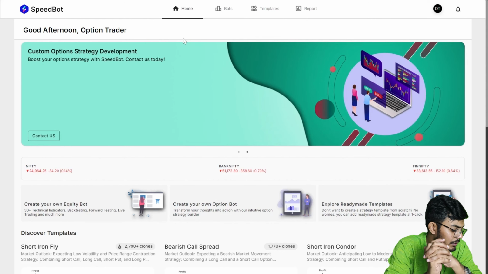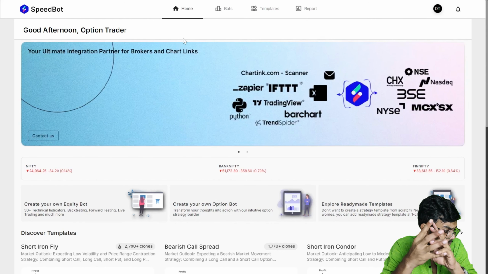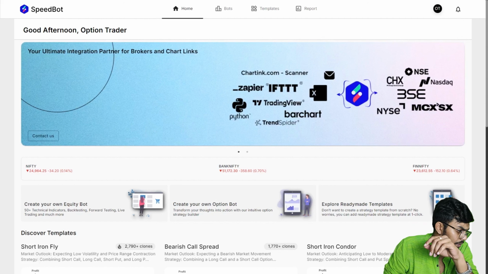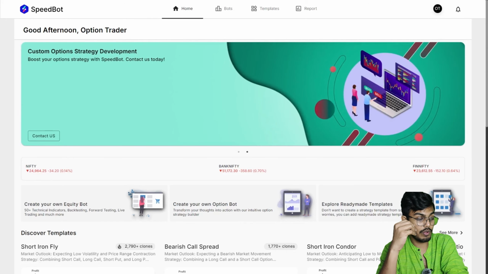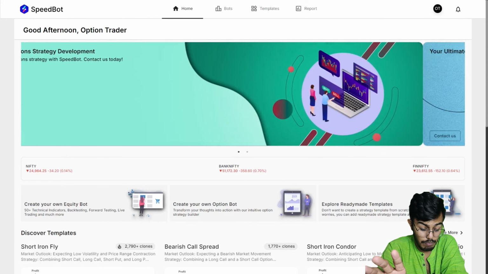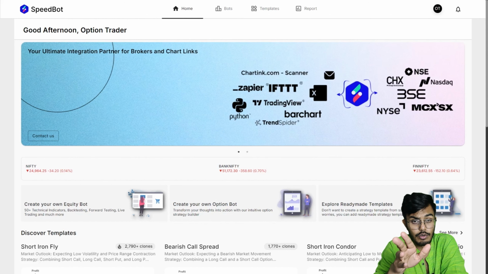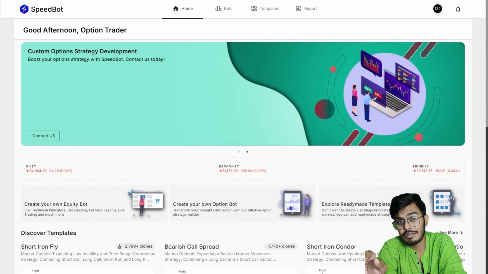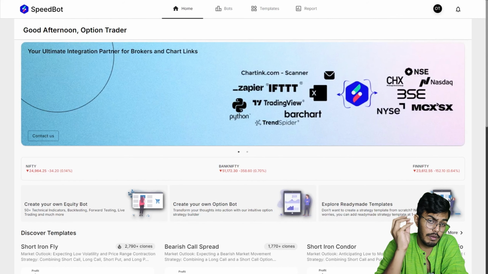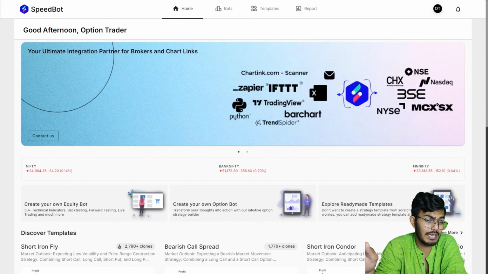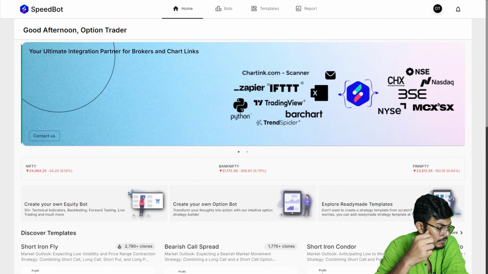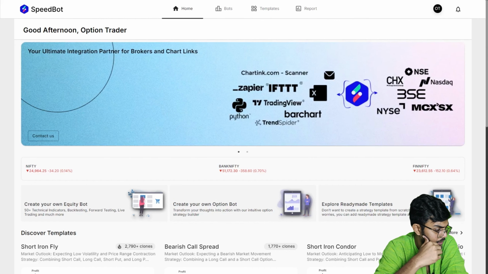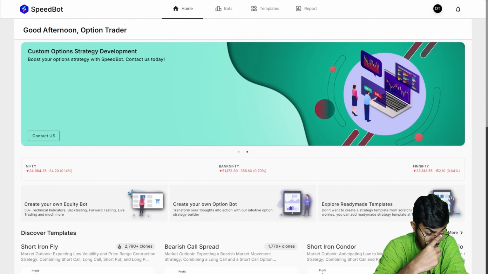Okay. So let's move on to the next questions. This is a pretty interesting question asked by Darshan. Are there any limitations on the number of strategies I can deploy in SpeedBot? To answer the question, Darshan, we do not have any limitations. You can deploy as many bots as you like. It could be for paper trading, it could be for live deployments. There is no limit for you to deploy bots on SpeedBot in your account.